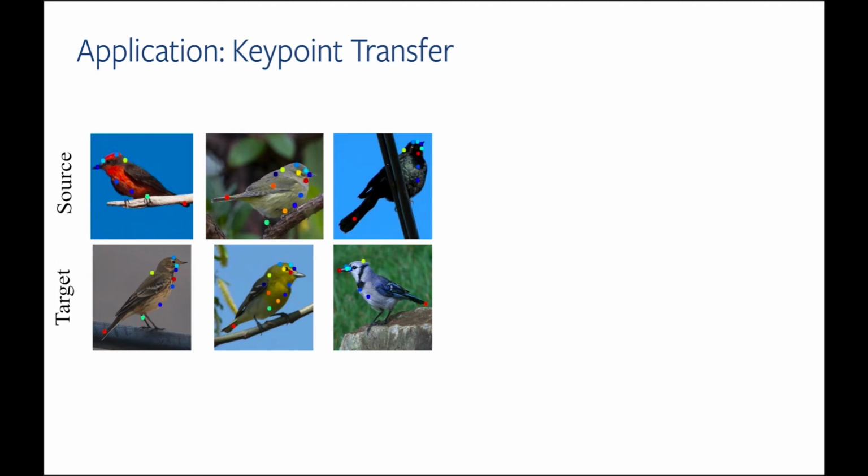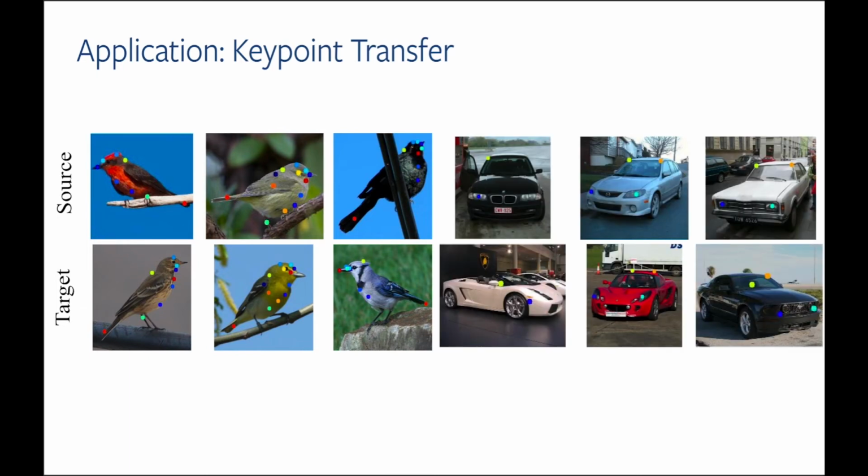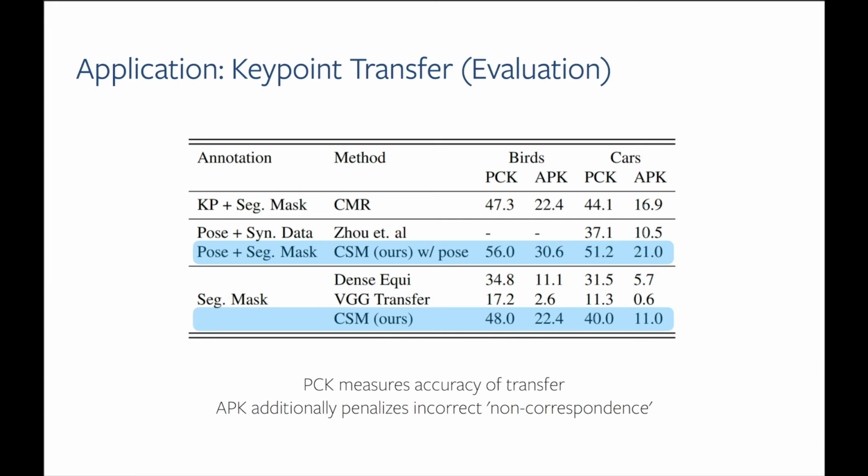As an example, we show results here for the bird category, where given source images on the top, we transfer the annotated key points to target images shown at the bottom. We also show similar results for cars, and note that we can quite accurately transfer key points despite relatively large viewpoint changes. We also empirically validate our approach by measuring its ability to transfer these key points accurately, and compare to previous approaches that use similar or more amount of supervision, and observe that our approach that leverages the geometry of the task can outperform these previous methods.